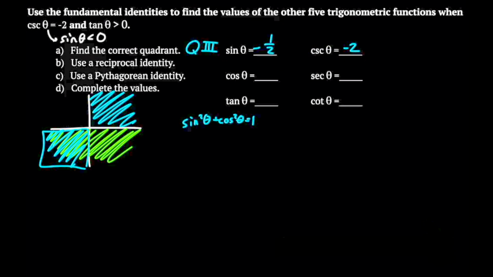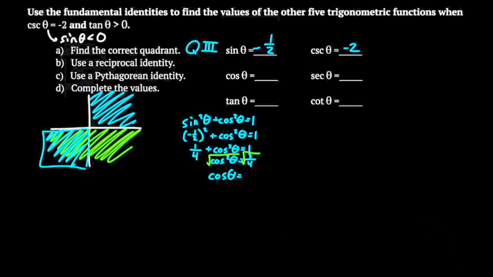So sine squared plus cosine squared equals 1, and I'm just going to fill in negative 1/2 for the sine value, but remember we have to square that. Squaring a negative makes it positive, so this would be positive 1 over 4. If I'm trying to solve this for cosine, I'm just going to subtract 1/4 from both sides. If you have 1 and you subtract 1/4, that leaves you with 3/4, and then we'll just take the square root of both sides.